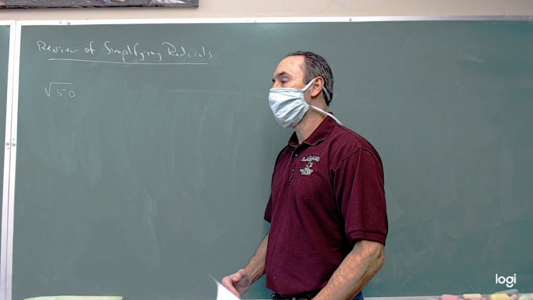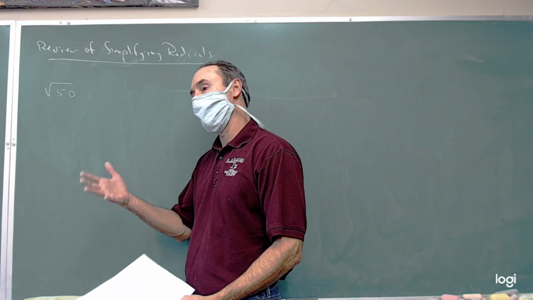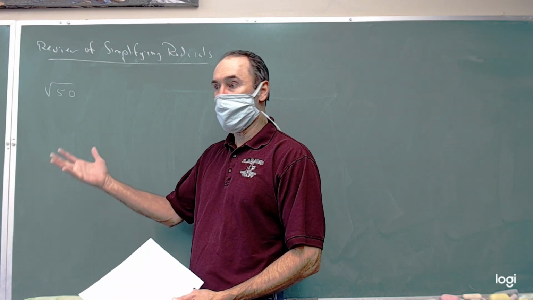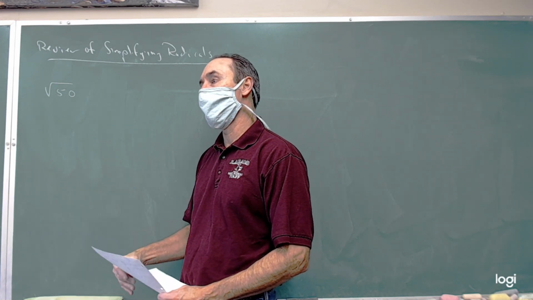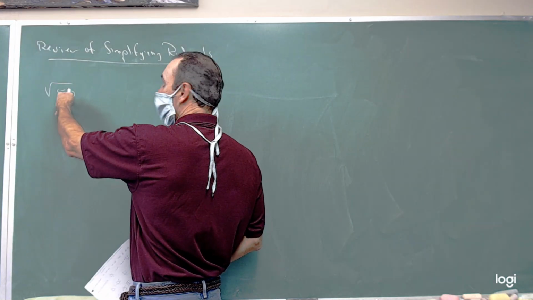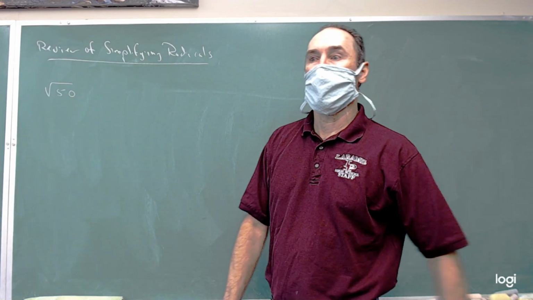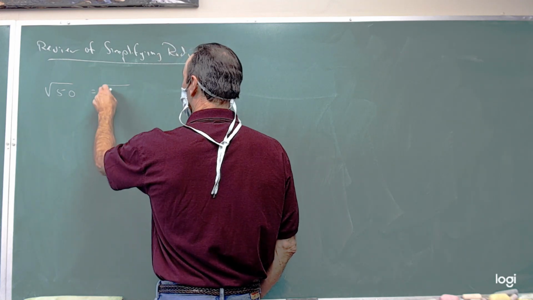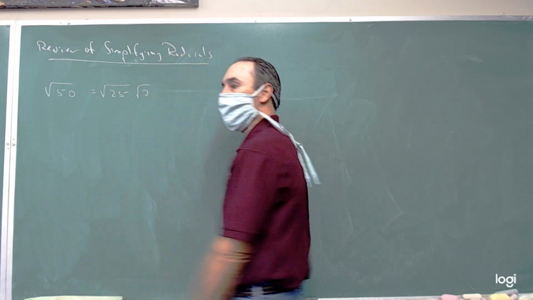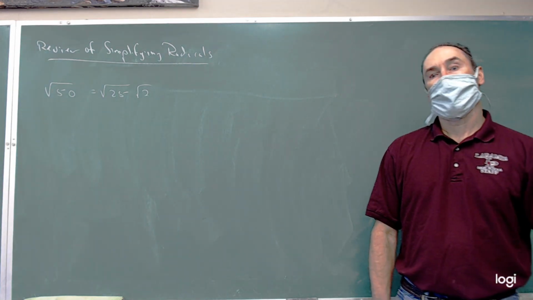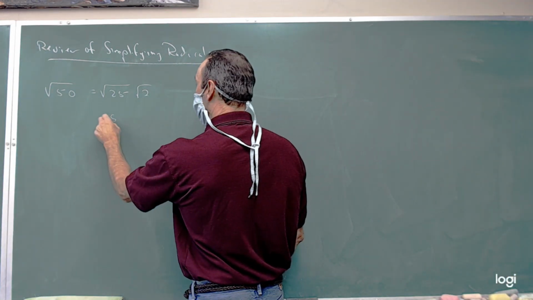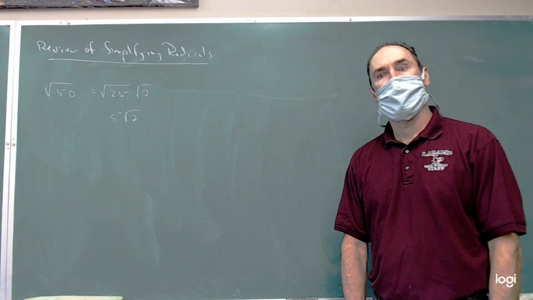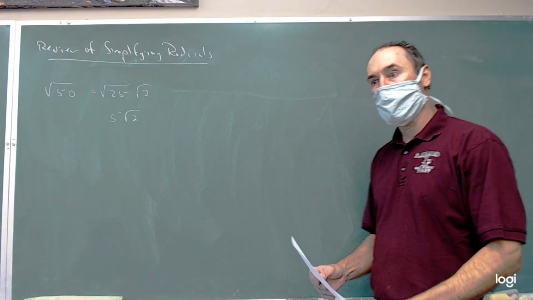But if you just look for the perfect squares, and by perfect square I mean 2 squared is 4, 3 squared is 9, 4 squared is 16, and so on. We can see that 50 is what perfect square times what? 5 squared times 2. Since 5 squared is 25, we can think of that as 25 times 2. Then the square root of 25 is just 5, and so we simplify it to be 5 square root of 2. We've seen that before, so we're okay with that.